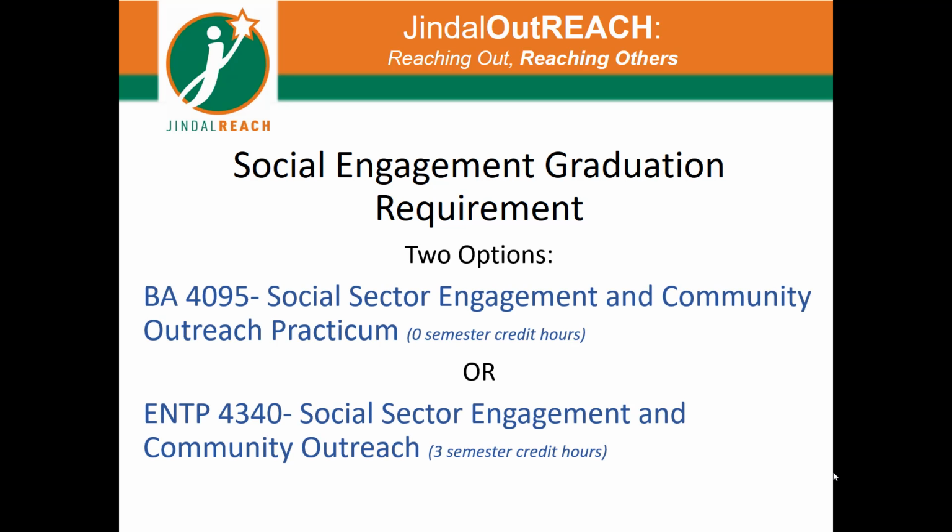There are two options to fulfill this graduation requirement. The first, BA 4095, Social Sector Engagement and Community Outreach Practicum, is a 0 credit hour course that is fulfilled by the completion of 100 hours of community service. The second, ENTP 4340, Social Sector Engagement and Community Outreach, is a 3 credit hour, more traditional classroom-based capstone-style course. Successful completion of either of these options will fulfill your community engagement graduation requirement. Let's take a closer look at each option.